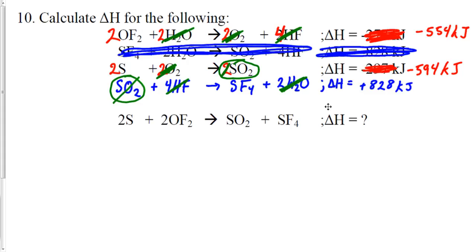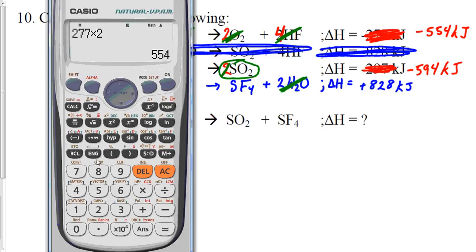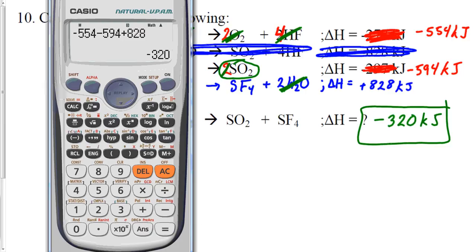All you should be left with, this is how you know you're done, the only thing left should be this: 2 S's, 2 OF2s, and then SO2. I got one. SF4, I'm done. All I have to do is combine these numbers. So this is negative 554 minus 594 plus 828. Negative 320 is my answer. I hope it's 320. If not, I messed something up.